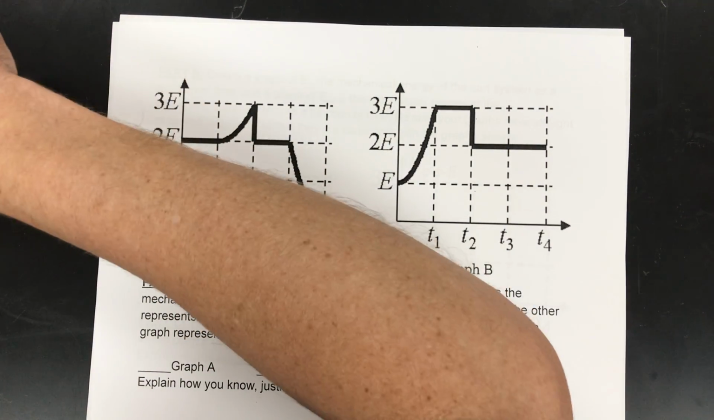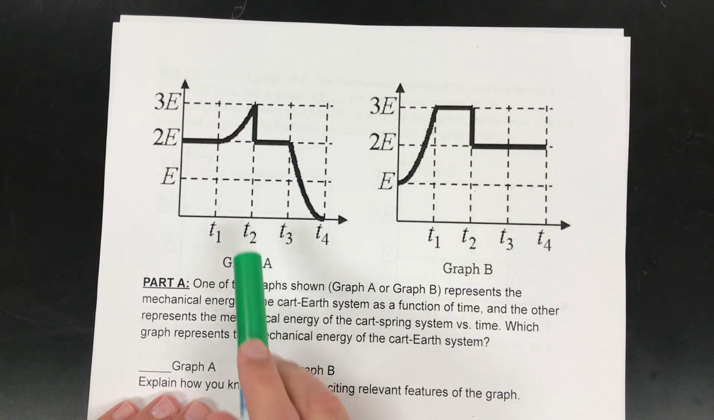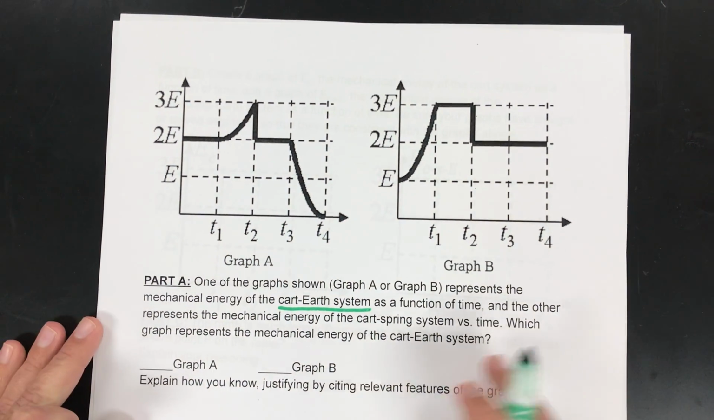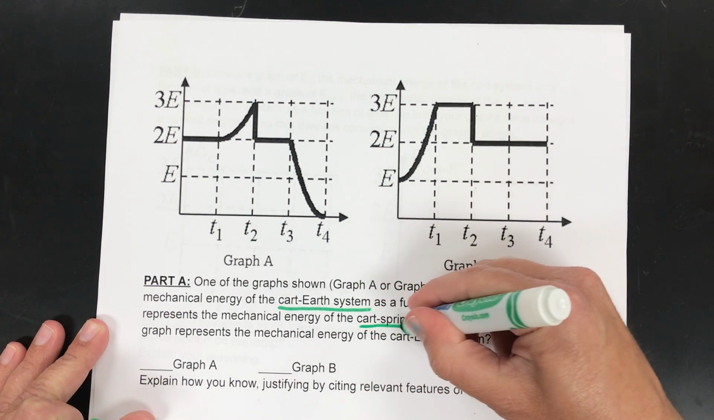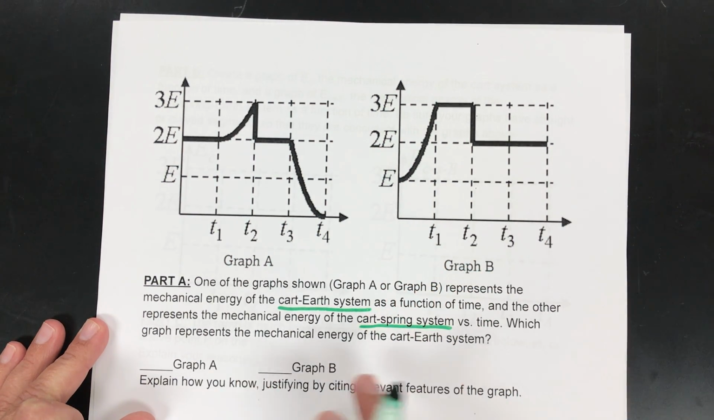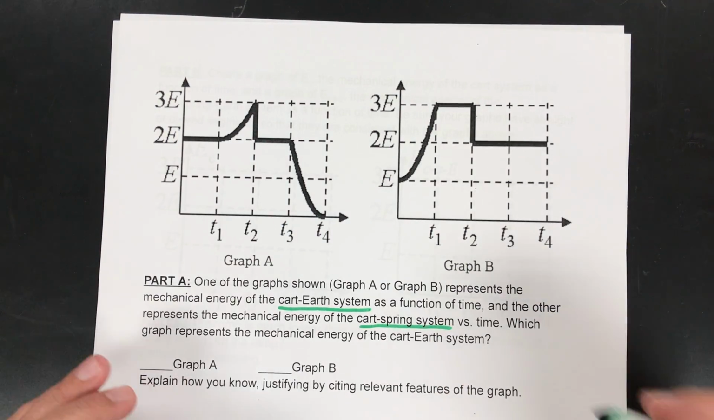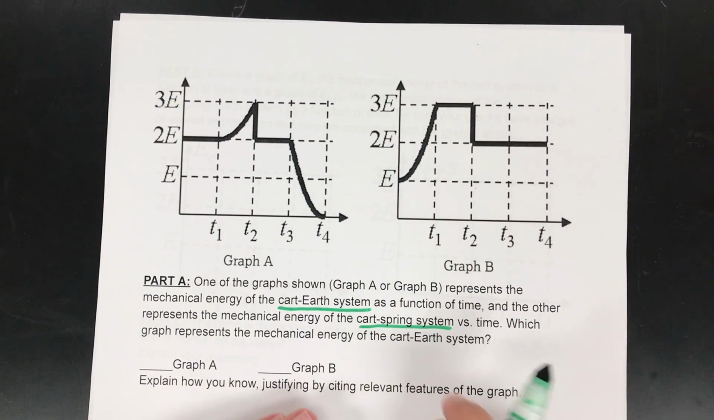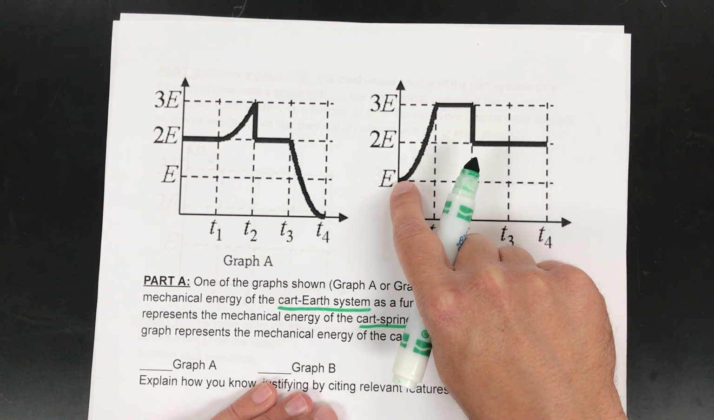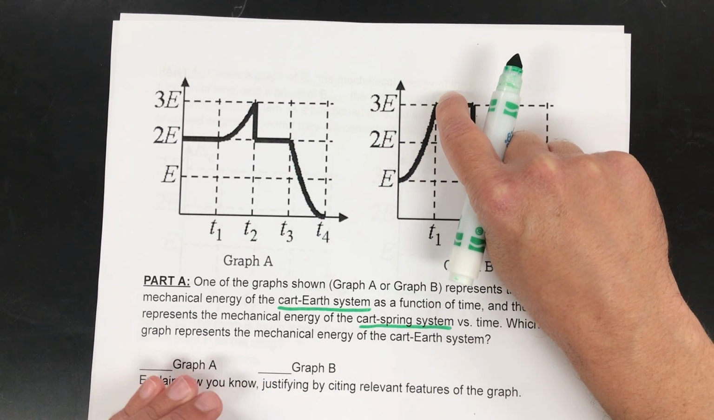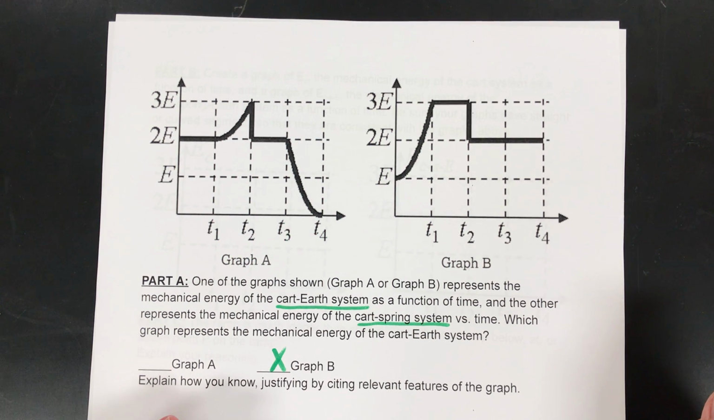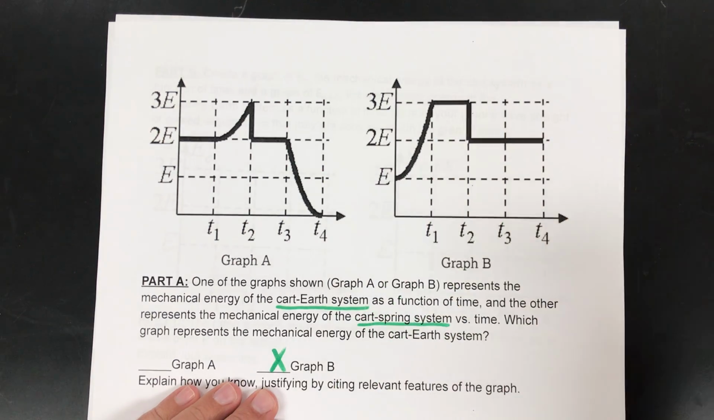So next part here, it says one of the graphs shown represents the mechanical energy of the cart-Earth system as a function of time, and the other represents the mechanical energy of the cart-spring system. So which one represents the cart-Earth system? If it's the cart-Earth system, then there is no spring contained in there. So the spring is going to do the work, and that's at the very beginning. So this one right here shows the spring doing work. So graph B must be the cart-spring system there. So the cart-Earth system must be graph A there.